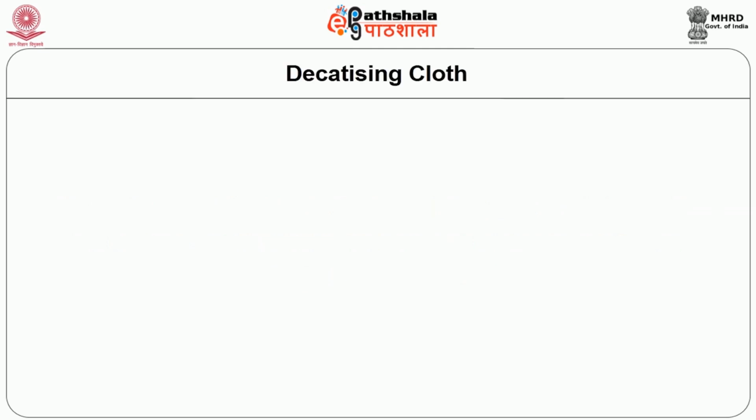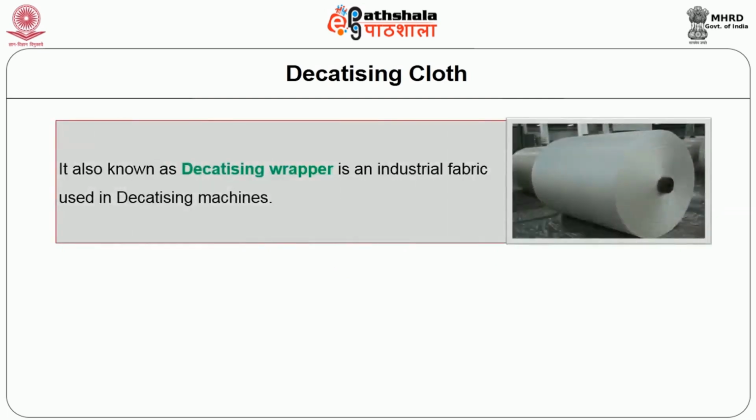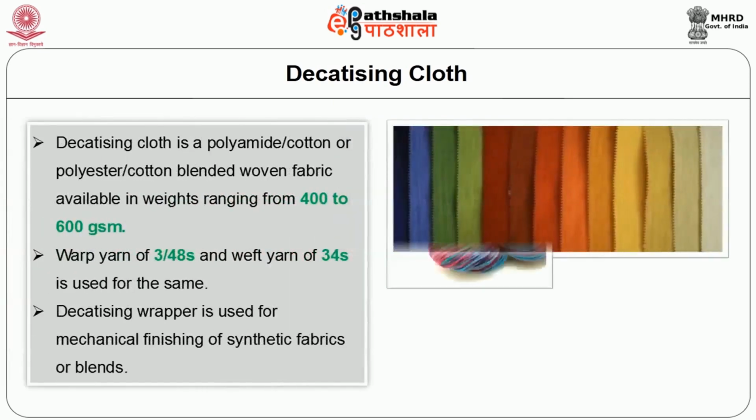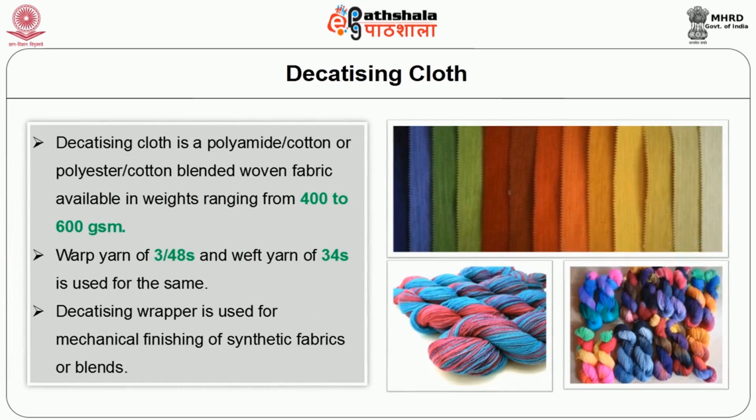First, we shall be seeing about the decatting cloth. This is also known as decatting wipers, an industrial fabric. It is used for decatting machines. The fabric is an integral part of open decatting and clear decatting machines that are majorly used for mechanical finishes of woven fabric. This cloth is made out of polyamides, cottons or polyester cotton blended fabrics.